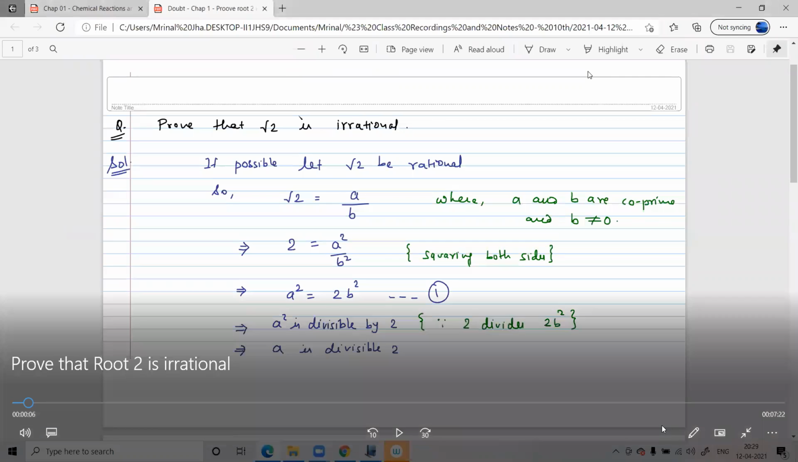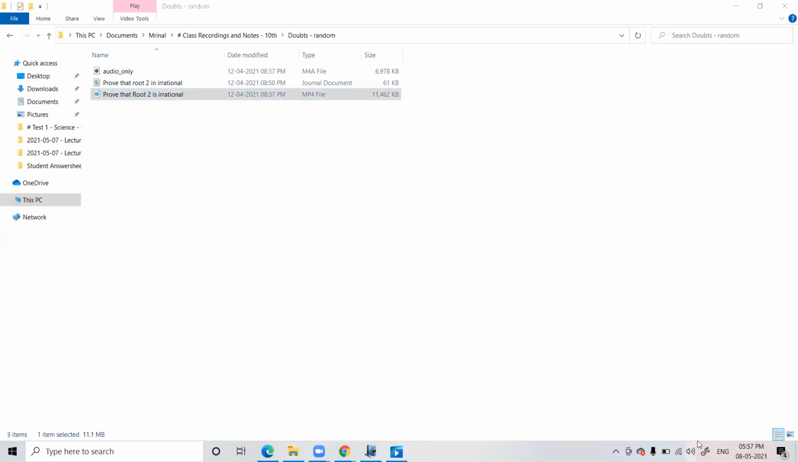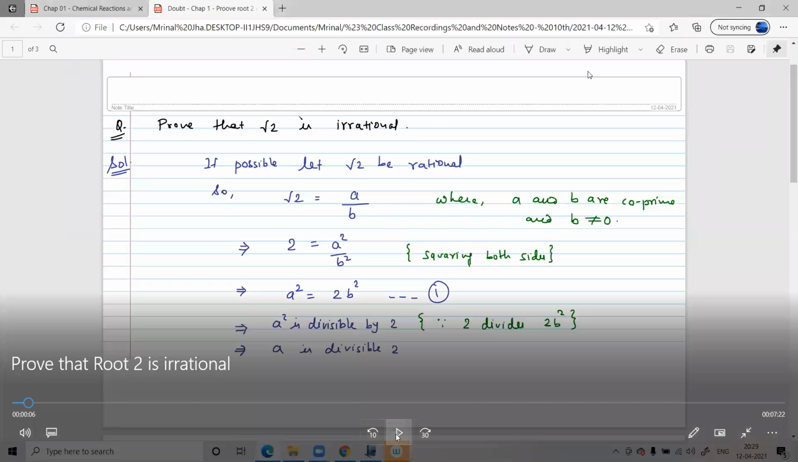Hold on, guys. I think the audio is not all that great. Let me try to increase the volume. Tell me if you are able to hear the audio.